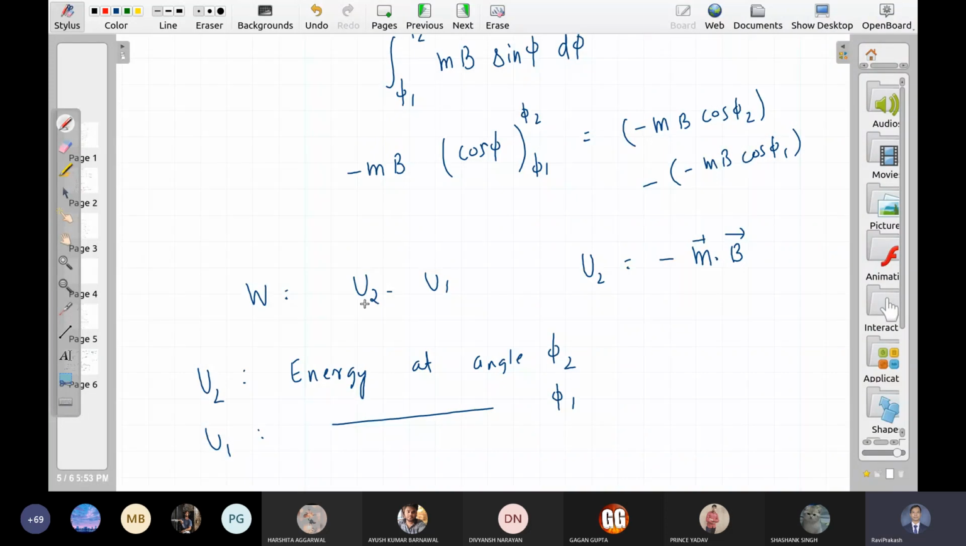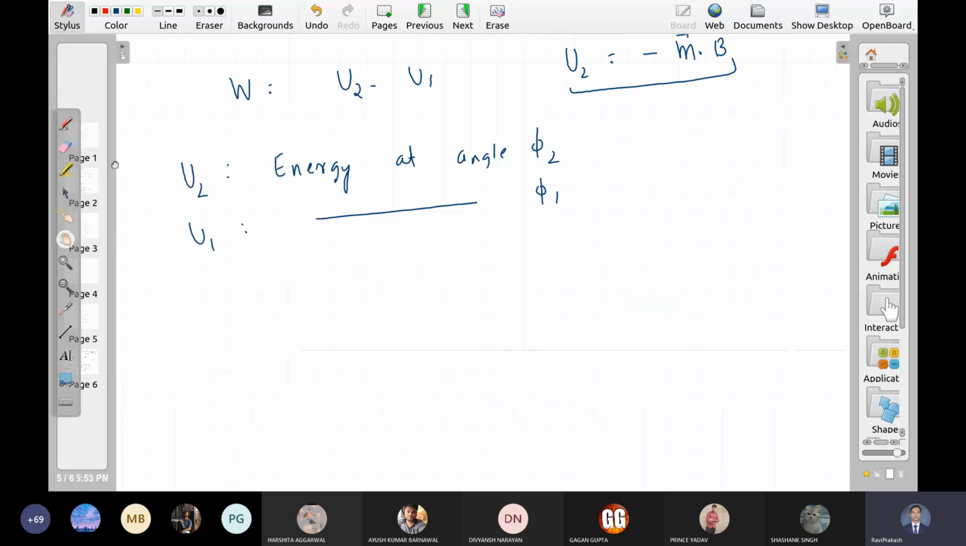शुरू में U1 energy थी, W work आपने किया, and now energy becomes U2. Okay. So you can think of that when the moment is making phi angle, then they have this much energy. In other words, when the magnetic moment and field are in the same direction, they are in minimum energy state. कितना energy होगा इनका? Minus mb. Phi is 0.